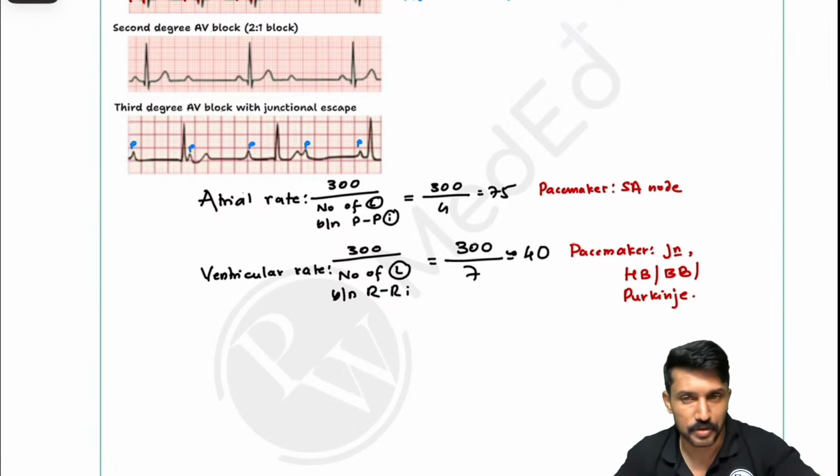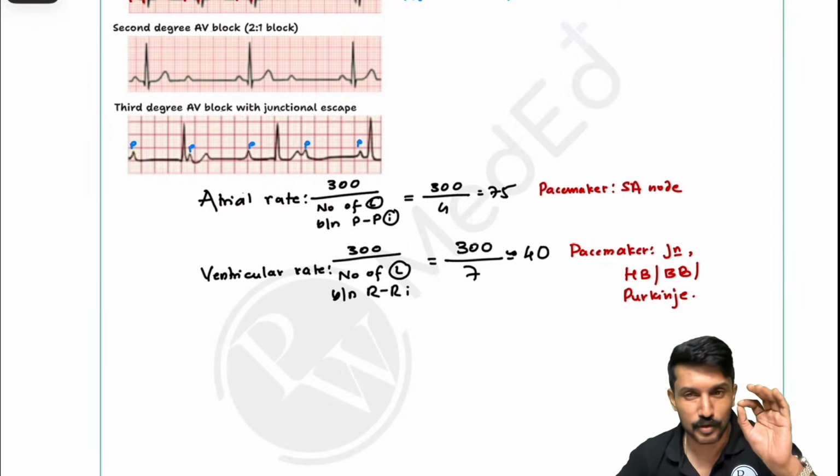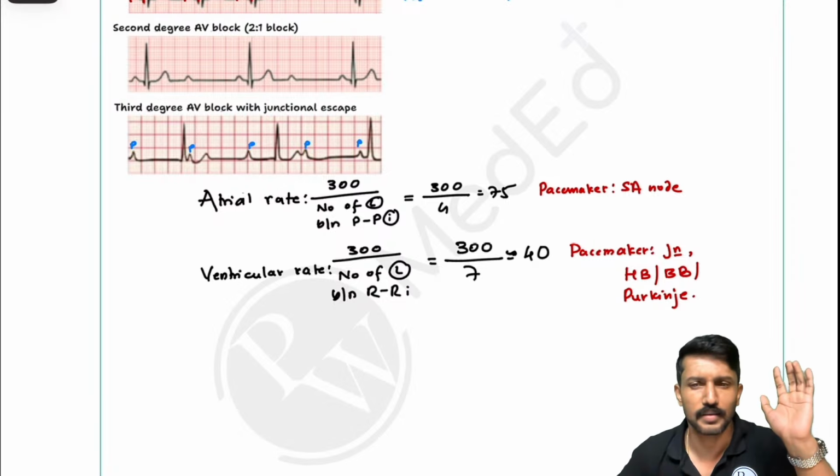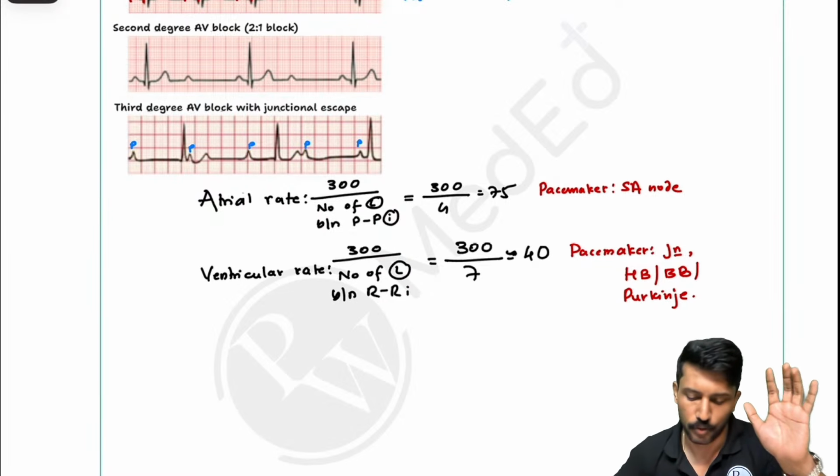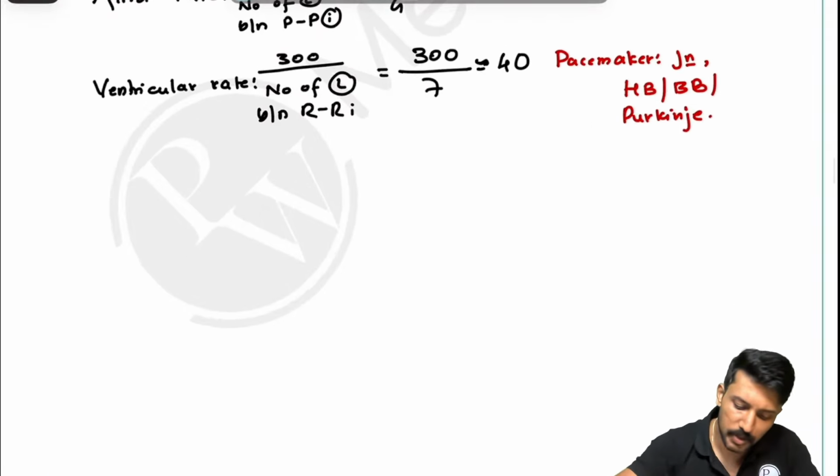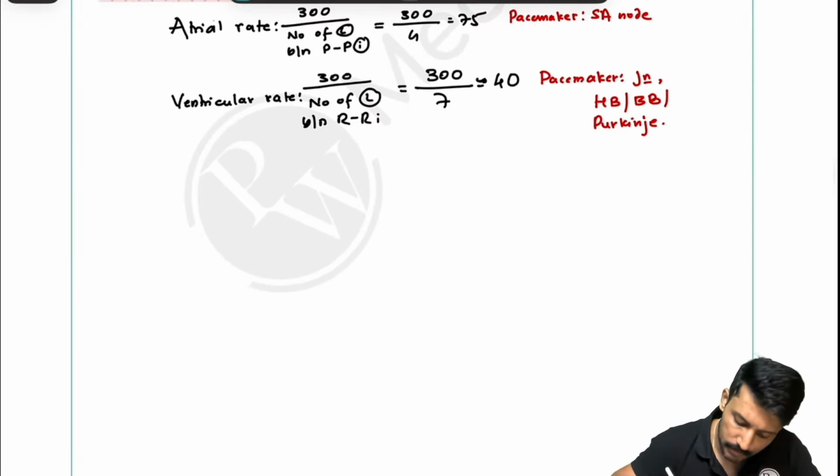If it is a question of AV blocks, and if it does not fit into first degree and second degree Mobitz type 1, Mobitz type 2, which you can easily recognize, label it as third degree AV block or complete heart block. Now the question is, all these patients, if I have to manage, how do I manage?